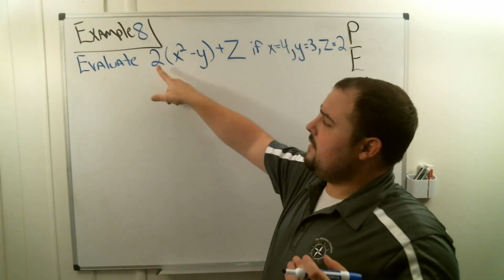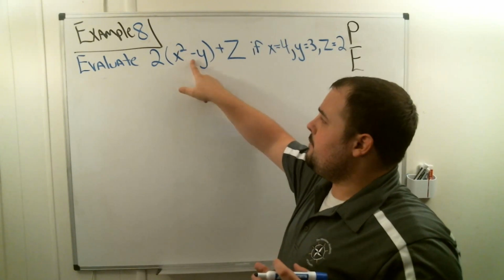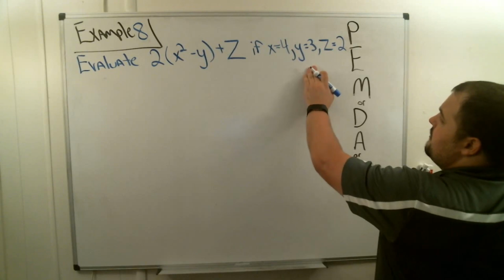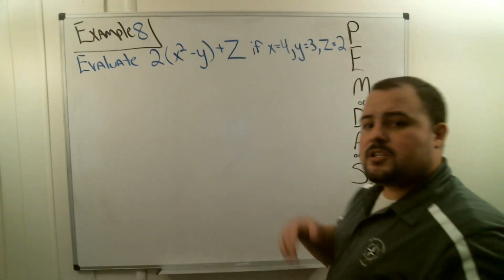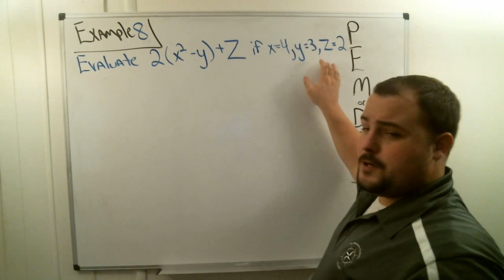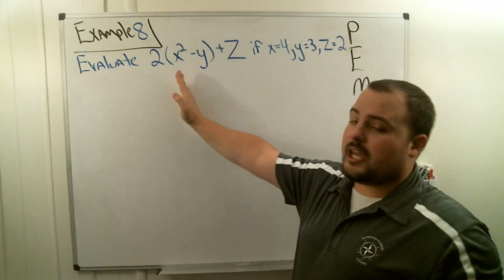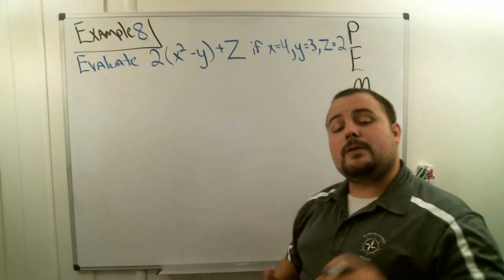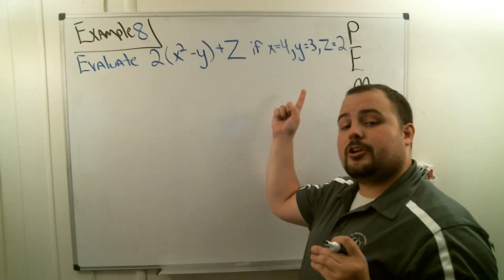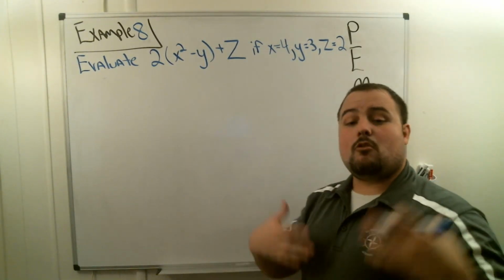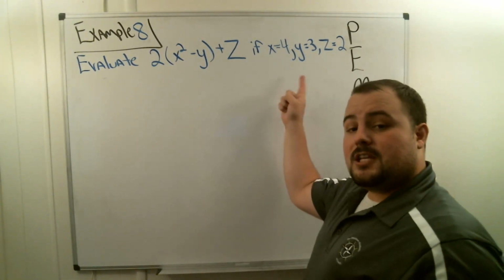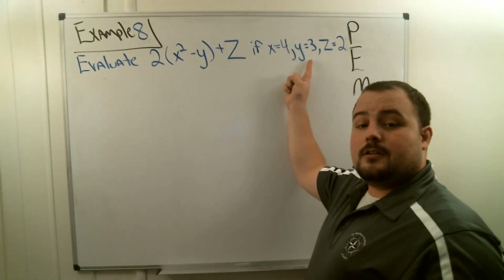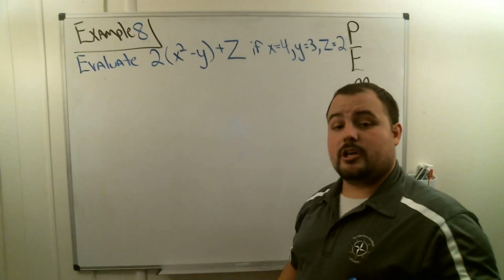So this says evaluate 2 times the quantity x squared minus y plus z if x equals 4, y equals 3, and z equals 2. So in this case, they're telling me what these variables are equal to, but we're looking at variables in the problem. So one of the first steps before we do PEMDAS is we actually have to change our variables based on what they're equal to. This is called replacement or substitution. We're going to substitute these values in for those variables. It's substitution when a number takes the place of a variable when they are equal to each other.